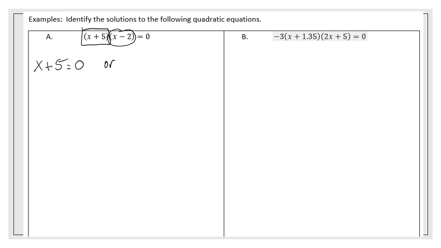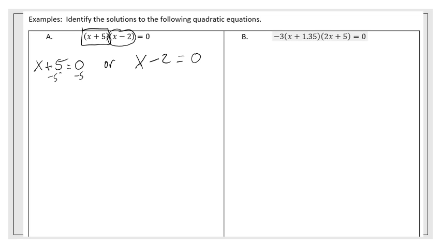All right, let's continue on. So, or we have the other factor of x minus 2. When will that equal 0? So let's look at this first one, the x plus 5 equals 0.